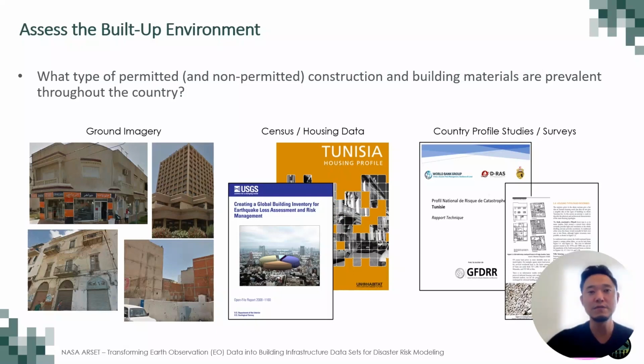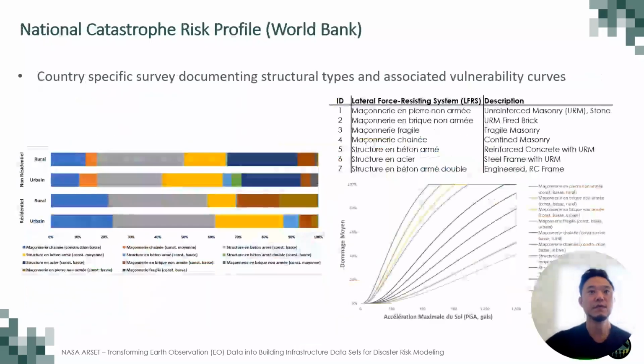We also looked at PAGER for some general building distributions. And finally, we had these country profile studies, which go into pretty good detail regarding the structural types, structural distributions for different parts of the region. So we were able to get this national catastrophe risk profile from the World Bank. This was pretty advantageous in 3 ways, essentially.